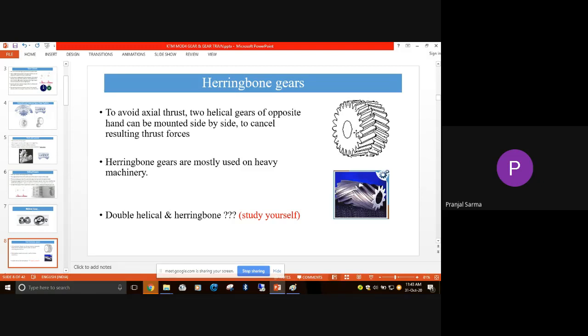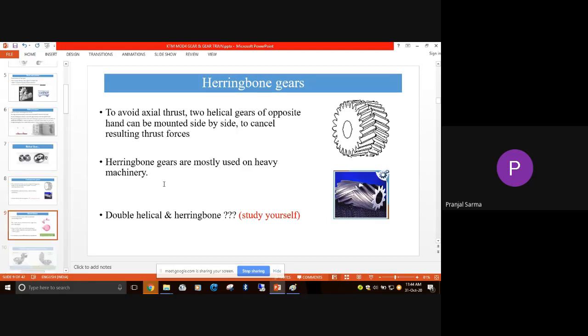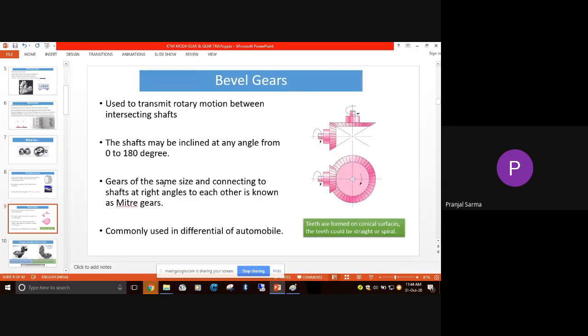So we have the advantages of the single helical gear, along with a balance, as there is no axial thrust component. Because of that, these herringbone gears can easily be used for heavy machineries. Now with respect to double helical and herringbone gear, you will find out the difference. Understood?